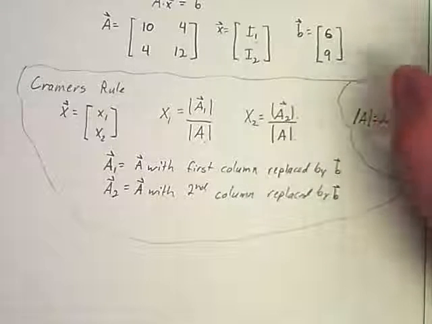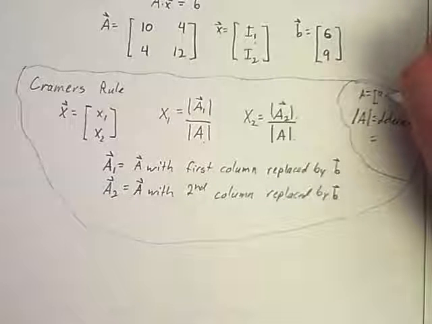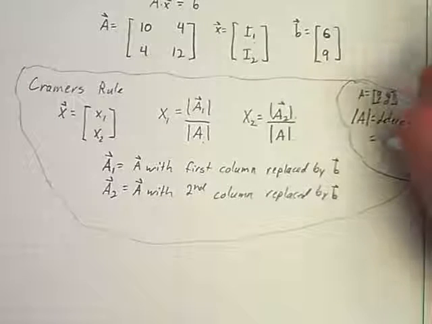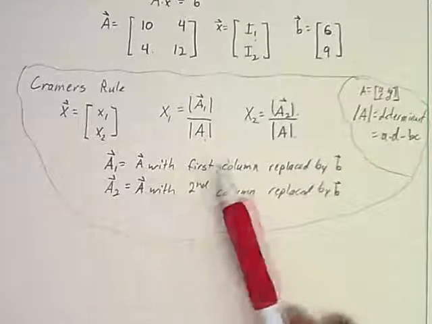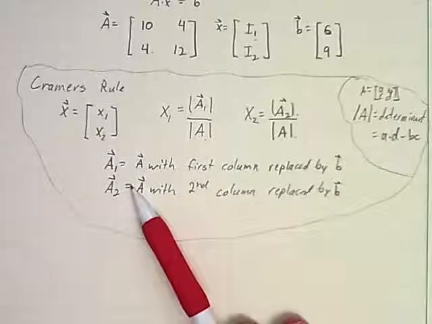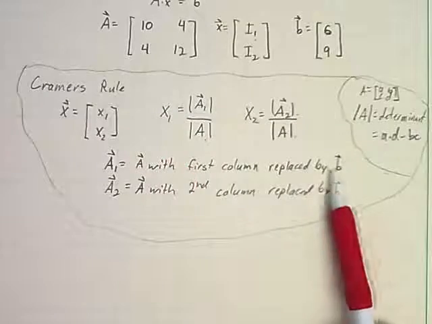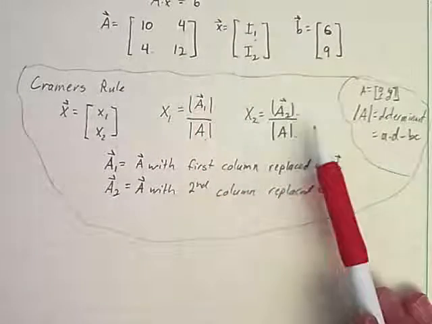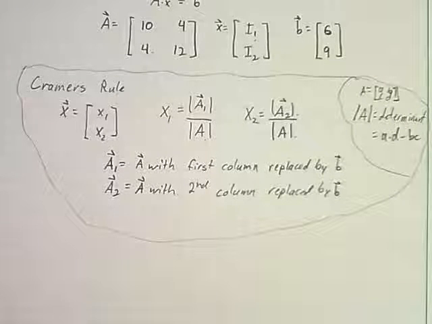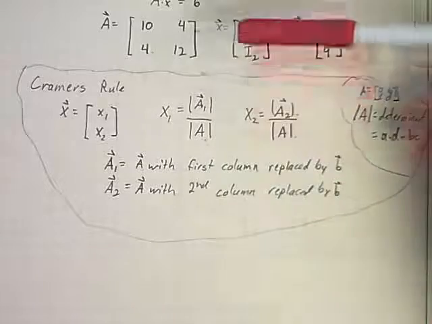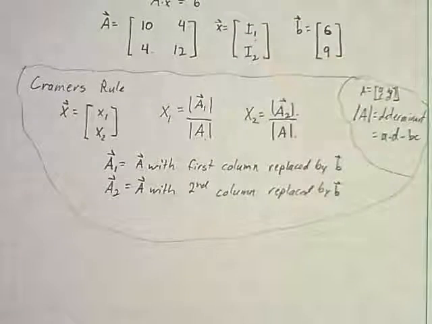And remember, the determinant of A, if A equals a, b, c, d, is a times d minus b times c. And what he used to get these special matrices is basically he just took the normal A, our coefficient matrix, and replaced one of the columns with the values of B. So whichever variable we're trying to solve for, if it's the first one, we replace the first column with matrix B. If it's the second one, we replace the second column with matrix B.